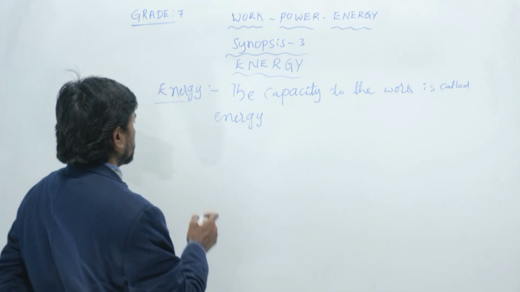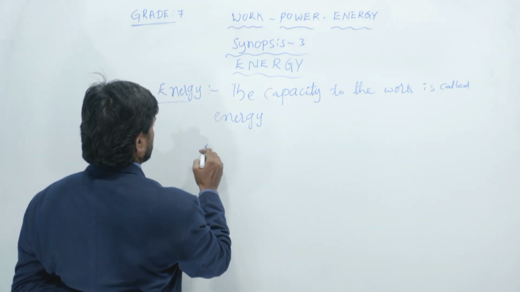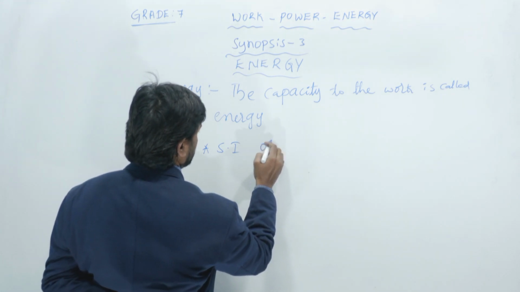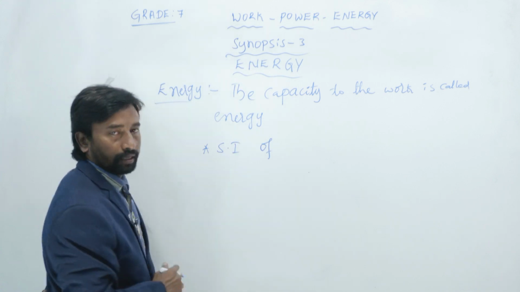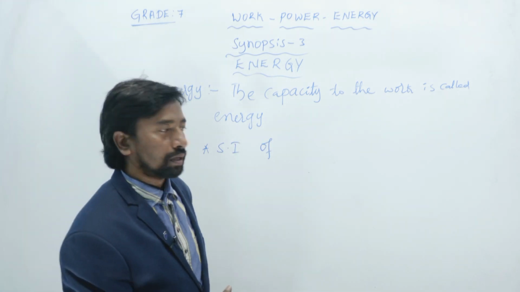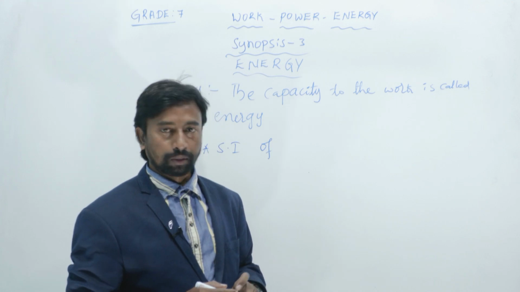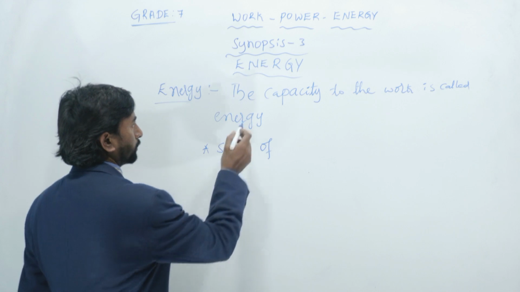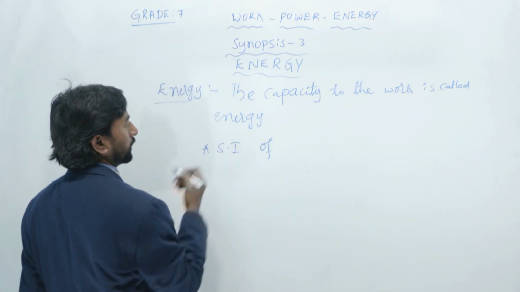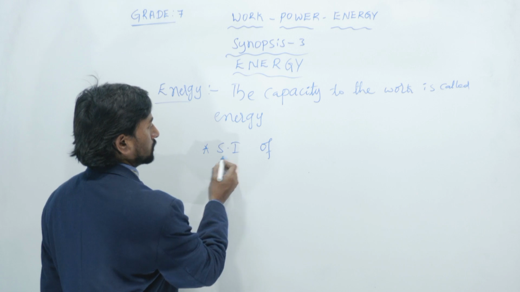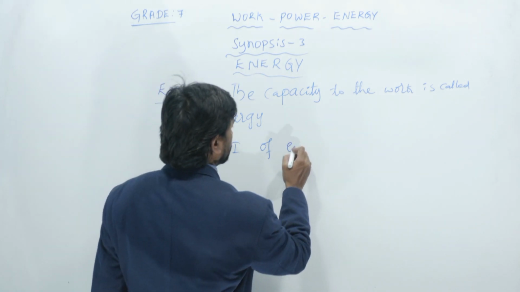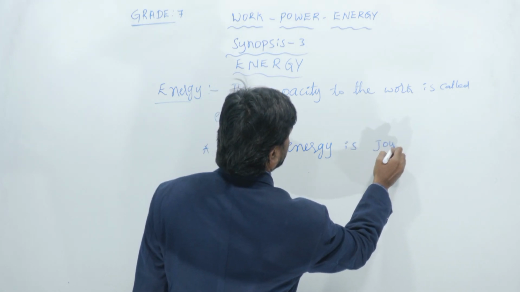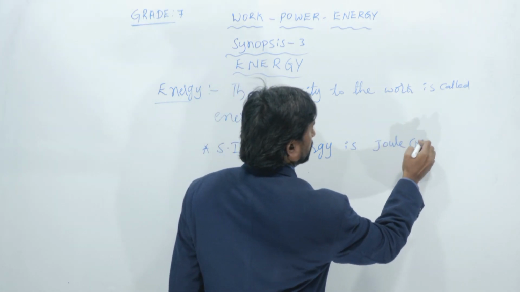Energy has the same SI unit, units and dimensions as work. In the previous class we discussed work. The SI unit of work, as we have seen, is Newton meter, that is nothing but joule. Here the capacity to do work is called energy, so energy equals work done. The SI unit of energy is joule, that is nothing but Newton meter.